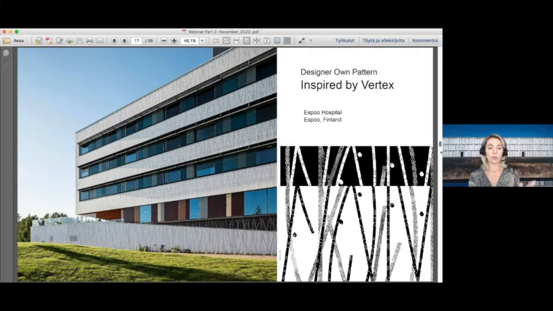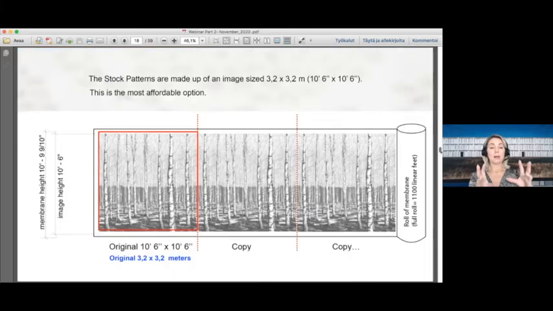This is how it works if you would choose our pattern. They are built up by this original image that would be a square that is 3.2 times 3.2 meters. In feet, that would be 10.5 times 10.5 foot. This square would be printed continuously on the membrane as many linear meters or linear foot that you would need for your project.